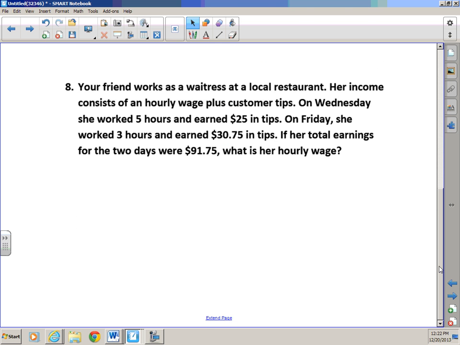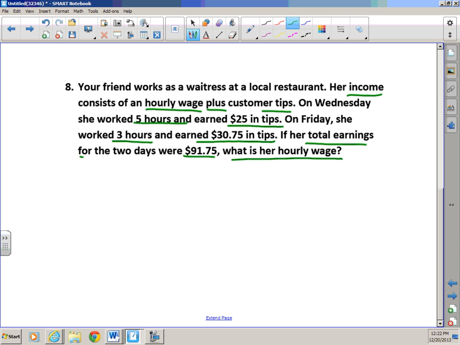All right. Last one is your friend works as a waitress. Okay, that's nice, but just to set what's going on. Her income consists of an hourly wage, so income, money she makes, hourly wage plus tips. On Wednesday, she worked 5 hours and earned $25 in tips. On Friday, she worked 3 hours and earned that much in tips. If the total earnings were this, what is her hourly wage? So I'm going to put H as the hourly wage.